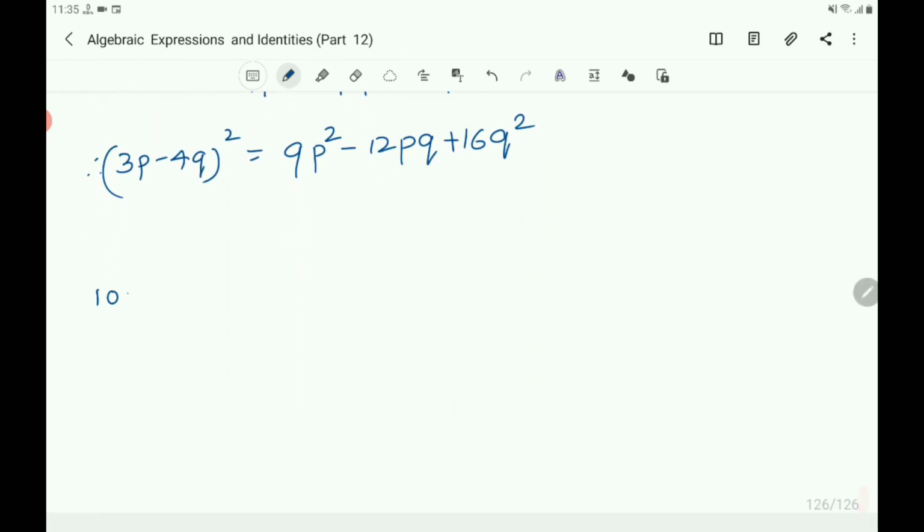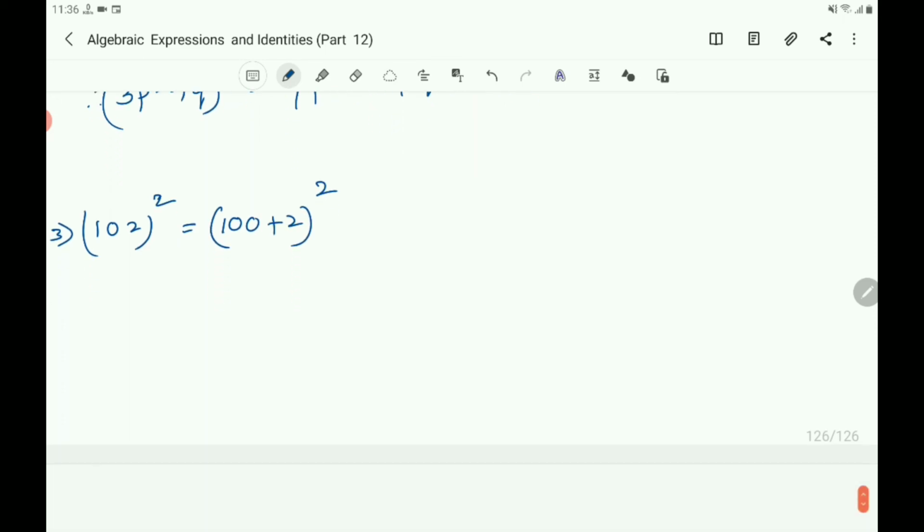So you write 102 square. And you can express this in the form of a plus b whole square or a minus b whole square. You can express 102 easily as 100 plus 2 whole power 2. So you can use the identity a plus b whole square.